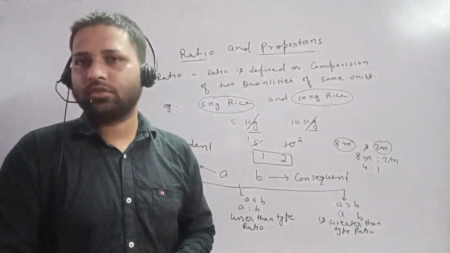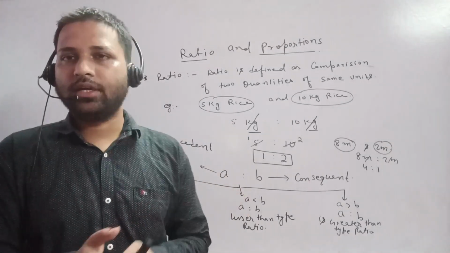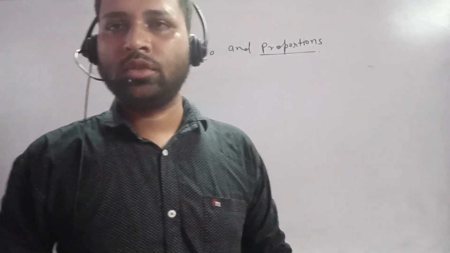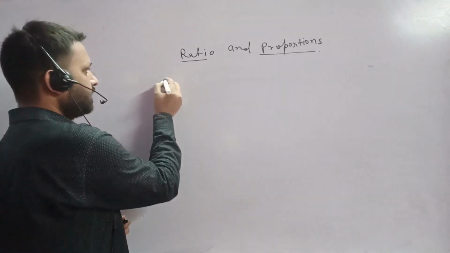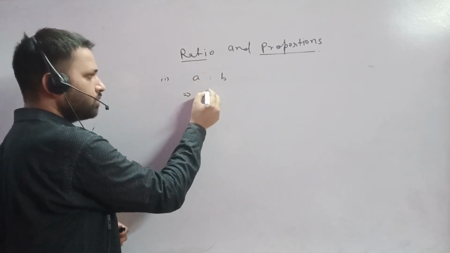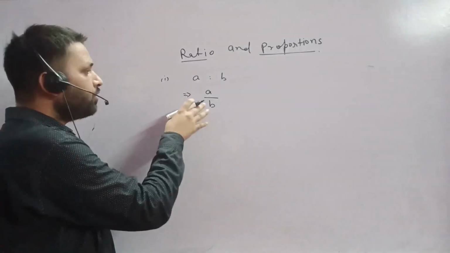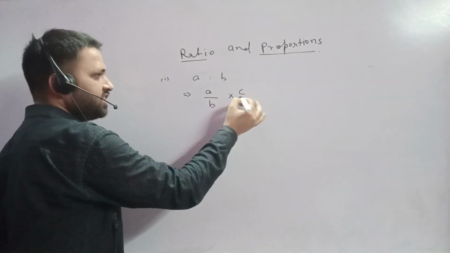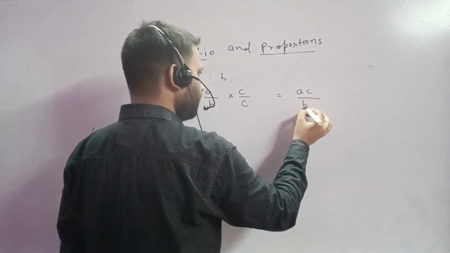Okay, now we proceed to see the properties of ratio. One property is that if you have any ratio A is to B, that means A is to B is written as A by B. Then if you multiply this ratio by any number, that is C by C, you get AC by BC.